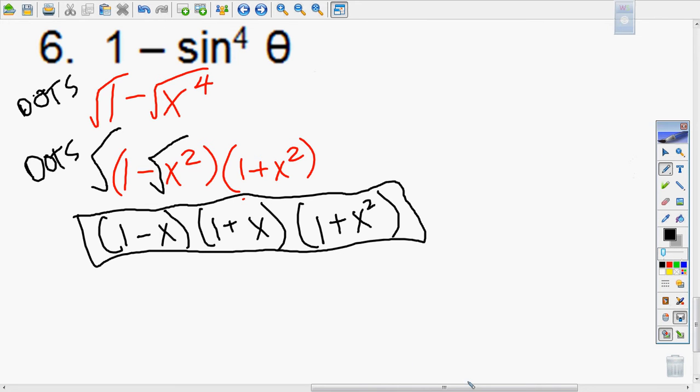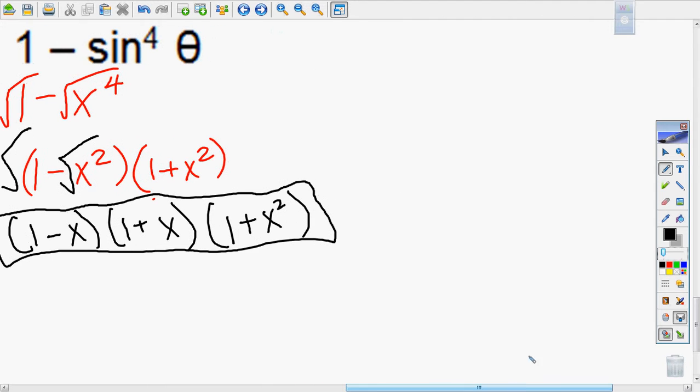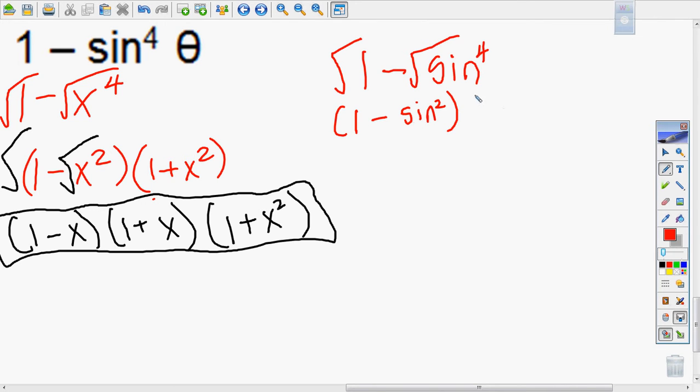So, when we do this in terms of trig, I'm going to break it down the same way that I did this. So if I have 1 minus sine to the 4, I'm going to, again, take the square root, and that's going to give me 1 minus sine squared and 1 plus sine squared. I'm just being lazy and I didn't write it.